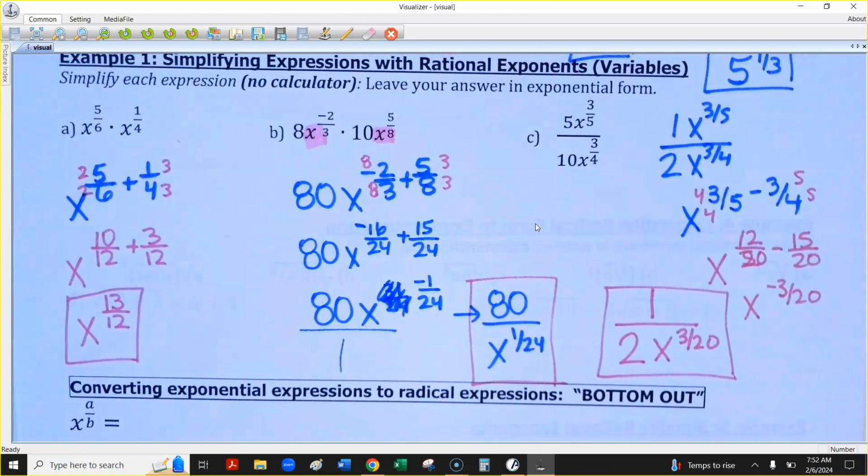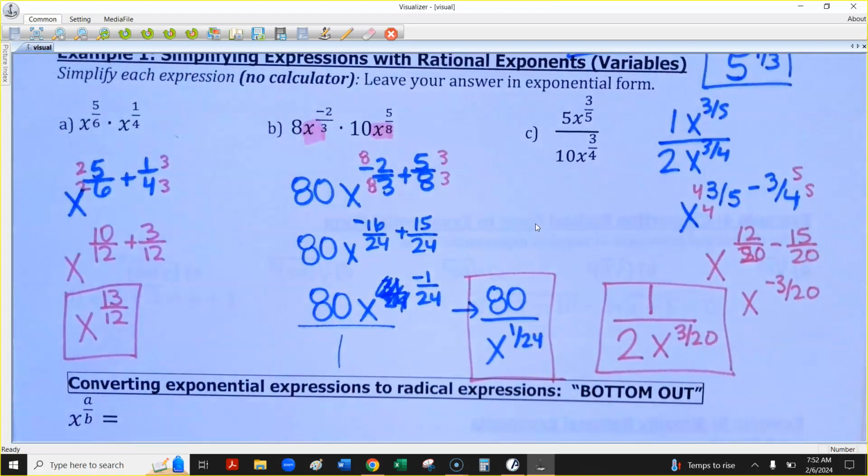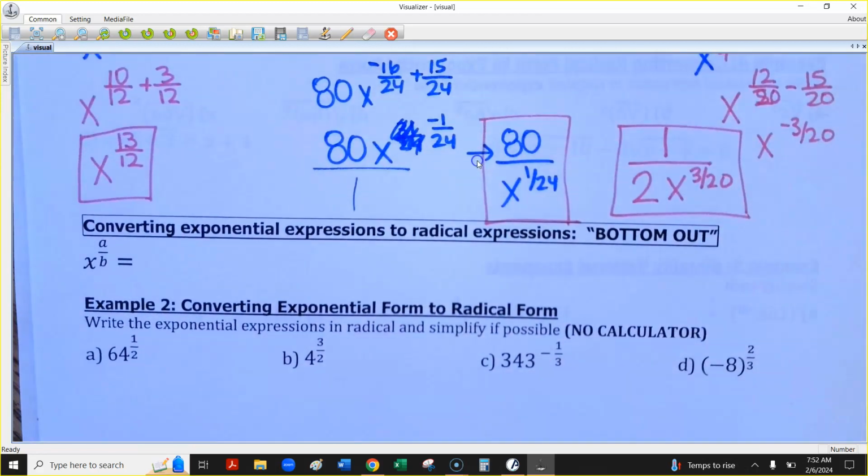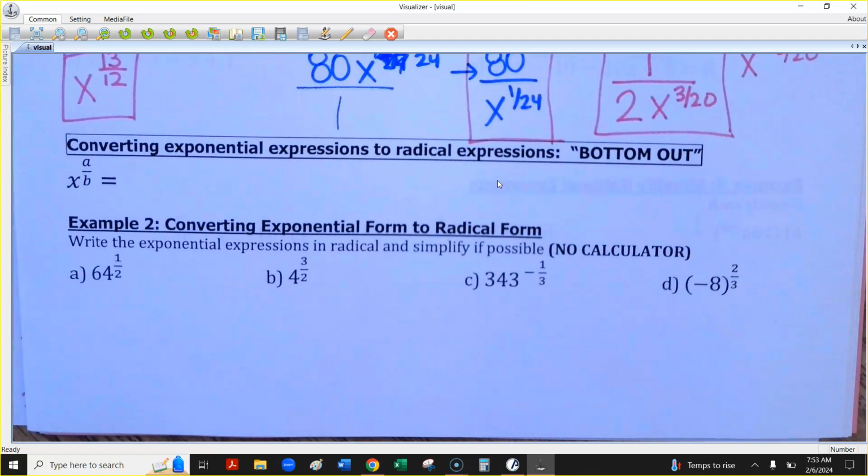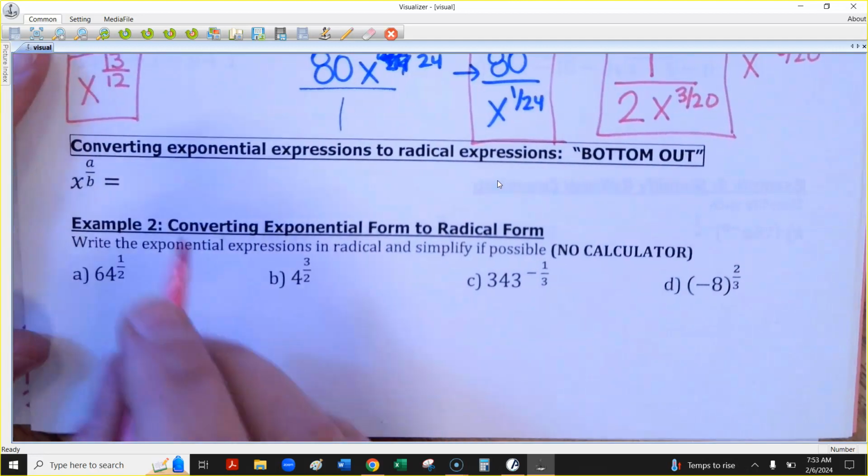Okay, now the rest of what we're going to do today is take an exponential form, which means I have an exponent that's a fraction, and we're going to convert it to radical form, so like a square root, cube root, fourth root, whatever. So I'm going to give you the basic definition here, and I just got my rational exponent a/b. I call this bottom out to help me remember it. What happens though, the bottom or the denominator of the fraction is going to flip out and become the index of the root. There's 2 ways to write this.